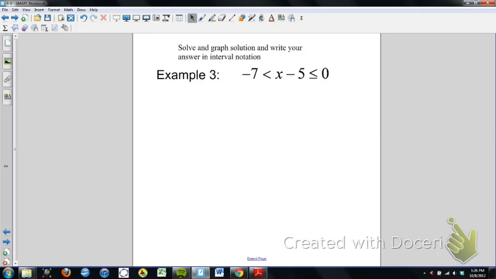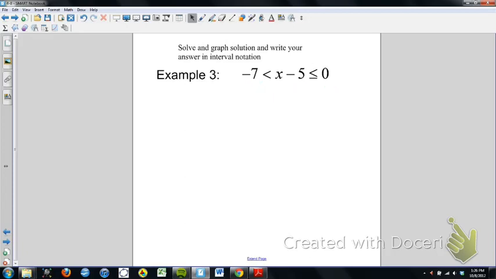Okay, example 3. I have a compound inequality here. So I have a lower bound of negative 7, right, it's the lowest number it can be. I have an upper bound of 0. Now, to solve compound inequalities, I consider 3 parts to it. It's like an equation with 3 sides to it. So you have negative 7, you have this part, x minus 5, and you have the 0. So I have to maintain the same ordering relationship between all of these.